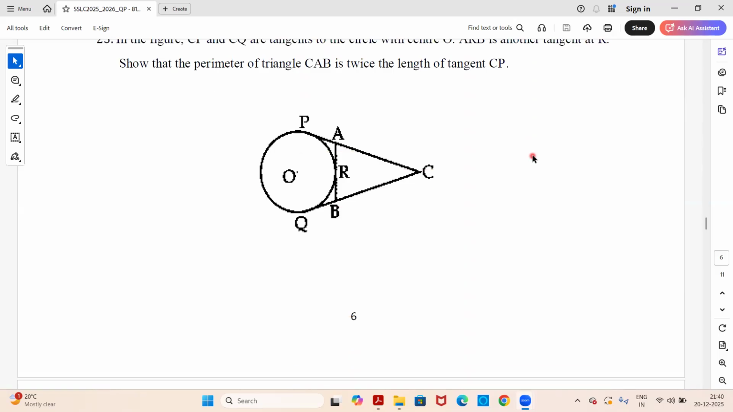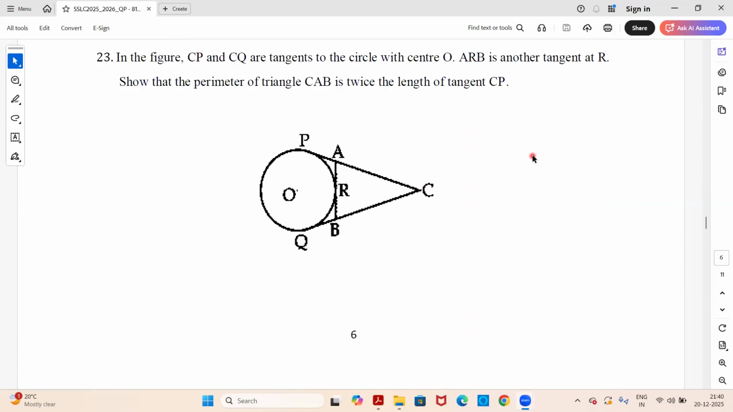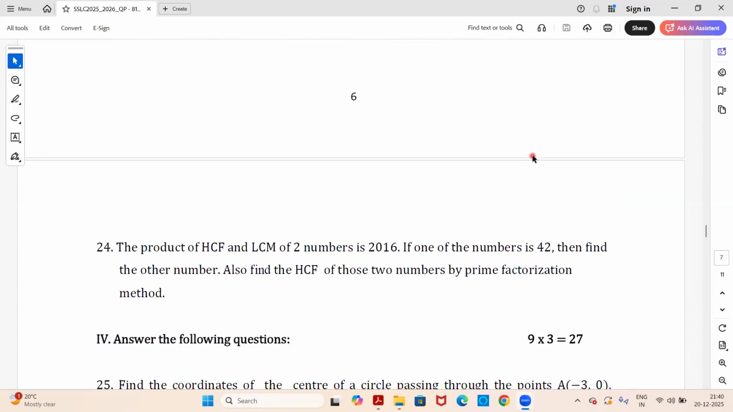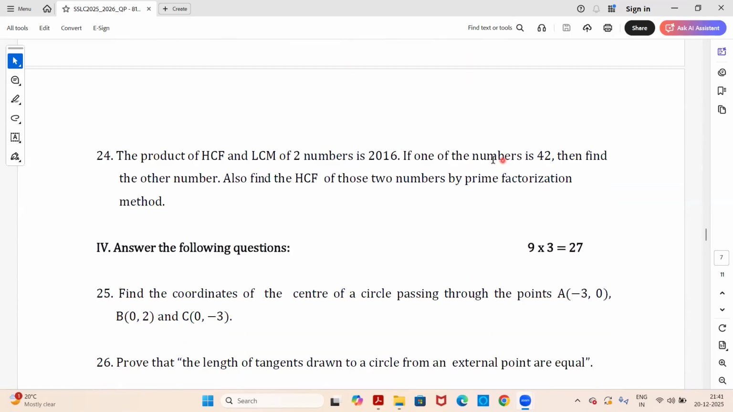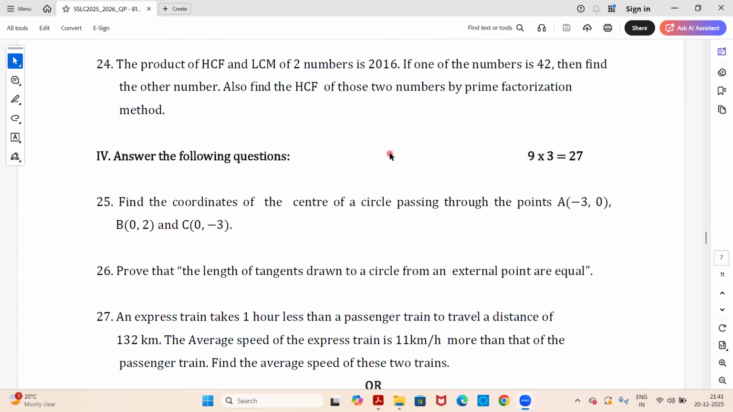And then geometry question 23. You can pause the video if you want the question for longer time. And then question 24. So there are a few optional questions which they have given. Be very careful there, read it, and then according to your ease, you can select the question.